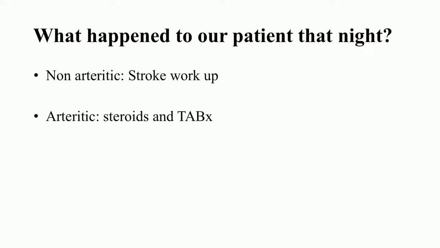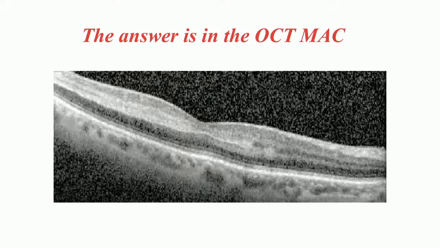Well, we decided to work them up for non-arteritic and arteritic, and we knew that the answer was going to be in one diagnostic testing. But this was at night, so we didn't have the test. So we brought the patient the next day. We did an OCT of the macula. And as you can see here, there's this hyperreflective band in the inner nuclear, inner plexiform layer.